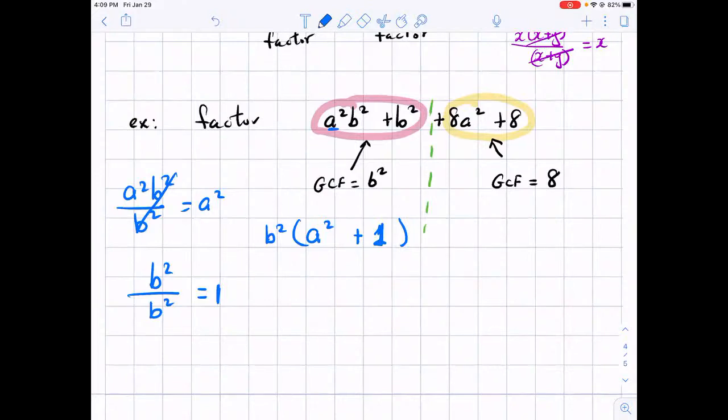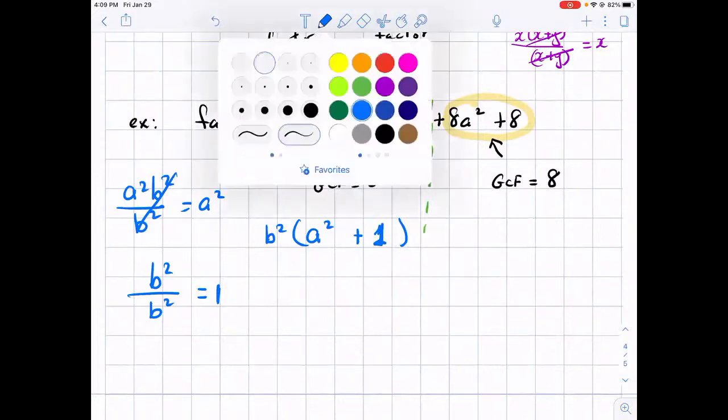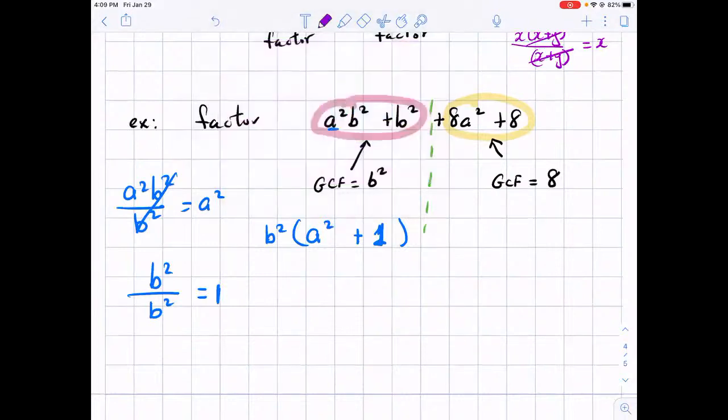Now, let's look at the second part of this, okay? There is a GCF of 8, okay? And what I like to do is take whatever this sign here is, I always take it to the GCF. So it's plus 8. If this sign was a negative, then you would write a negative here, okay? Plus 8. Now let's do the same thing. What is 8a squared divided by 8? This will leave me with a squared. So I put a squared here. And then what is 8 divided by the GCF, which is 8? Anything divided by itself is 1. So I have plus 1.